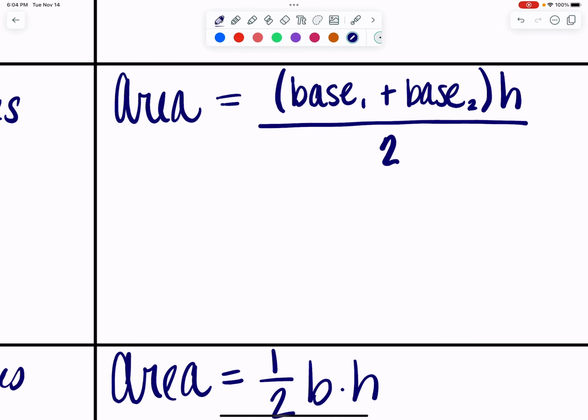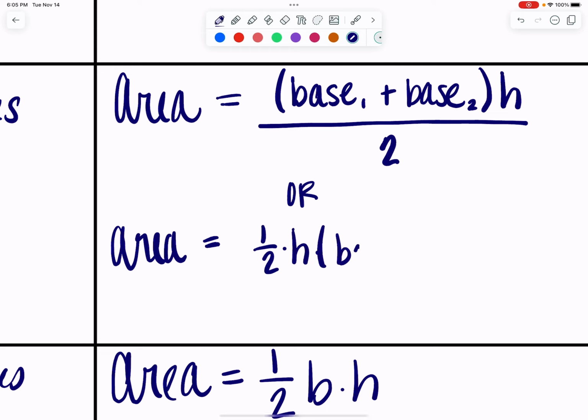If that fraction makes you a little twitchy, you can also use this one. Area is half times h times base 1 plus base 2. Those will get you to the same place. It just depends on what you're more comfortable with.